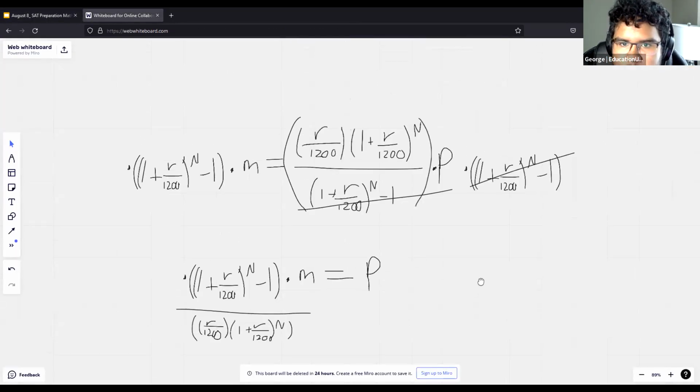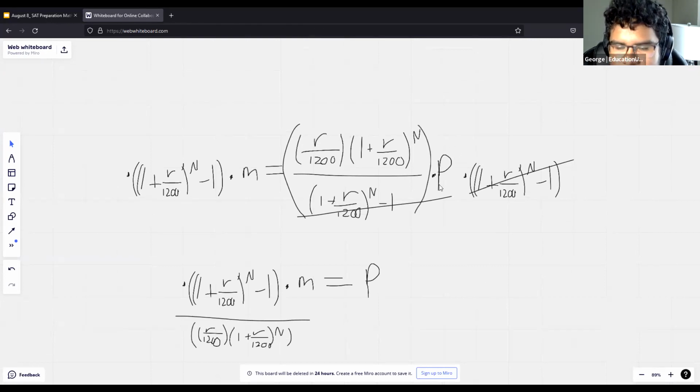Because remember, P at the start was isolated. Everything, all the complex math and all the complex fractions, was on one side, and from there it's just multiplied by P. P is not part of anywhere in the original complex fraction, so there's no need to worry about trying to get that P out of the fraction.